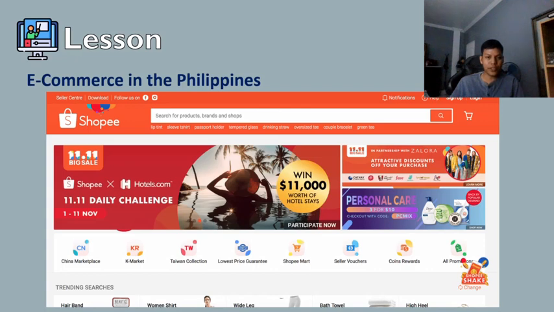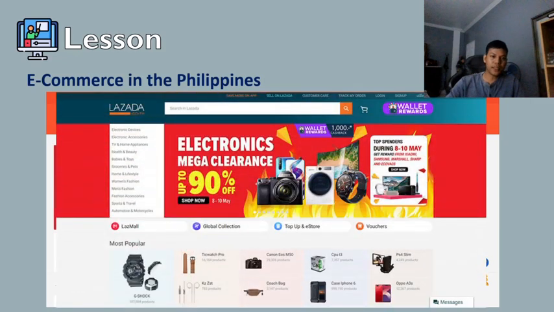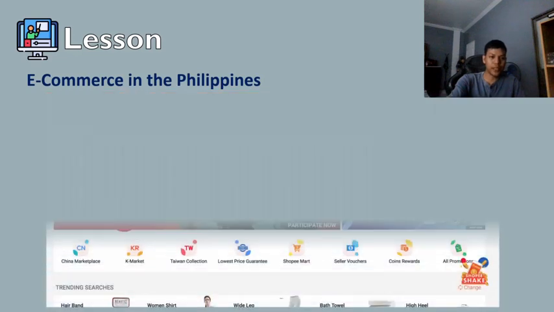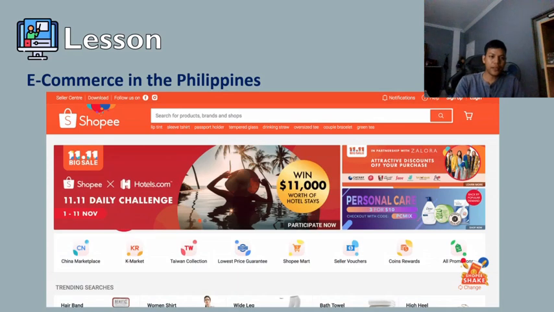For example, as you've seen in the picture, this is the website of Shopee. We have Shopee and we also have Lazada. These two are the known e-commerce or online shops in the Philippines. This is a third party. They have these stores, but they have these services to meet the consumer and the manufacturer or retailer.